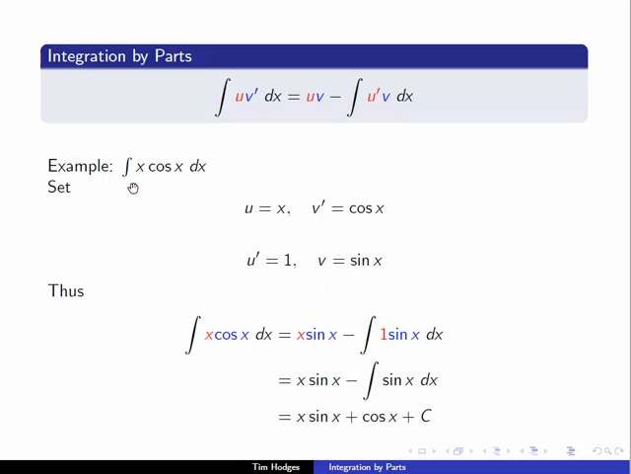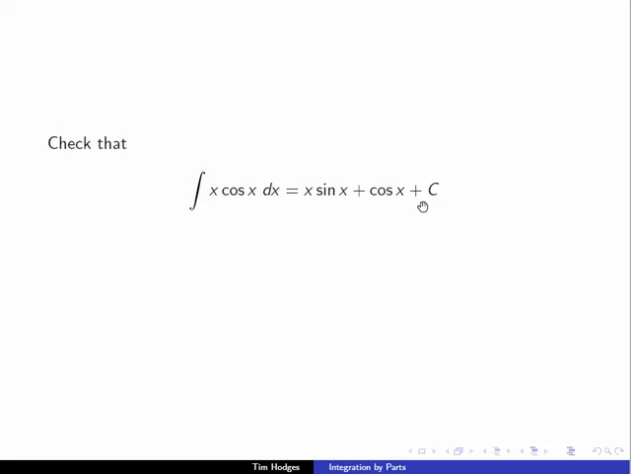A couple of examples to try are x sine x and x e to the x. They're similarly straightforward. With integration, of course, you can always check your answer, and it's a good thing with integration by parts to do this now and then, just to see what's happening and to check that you've got the right answer. So here, let's try to differentiate the right-hand side.